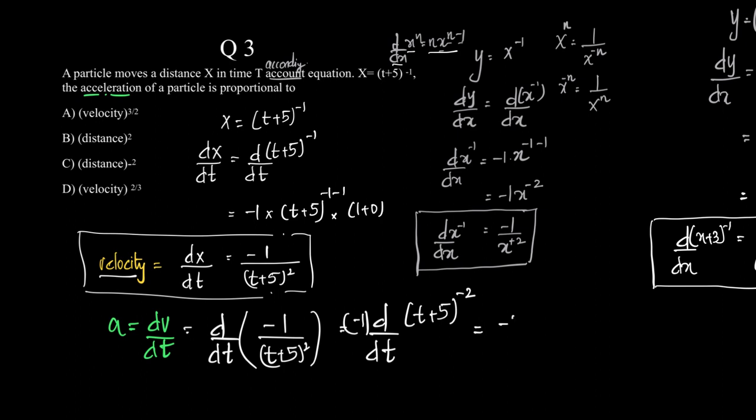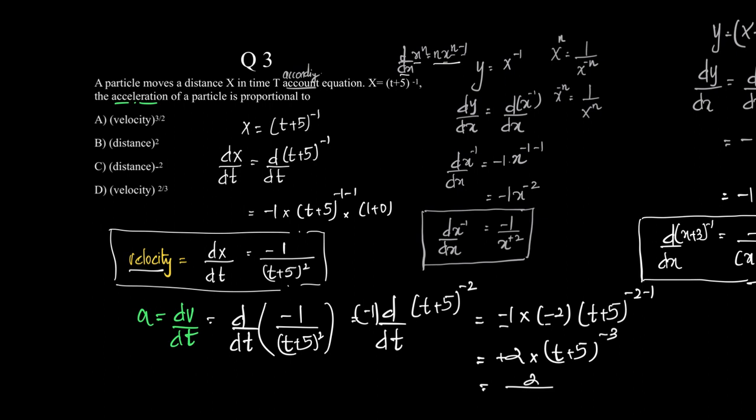which will be equal to minus 1 into n into, what is n here? Minus 2. Instead of x we have (t plus 5) the whole raised to n minus 1, which is minus 2 minus 1. This will give you minus 1 into minus 2 is plus 2 into (t plus 5) the whole raised to minus 3, which otherwise can be written as 2 by (t plus 5) the whole raised to 3. So acceleration is equal to 2 by (t plus 5) raised to 3.